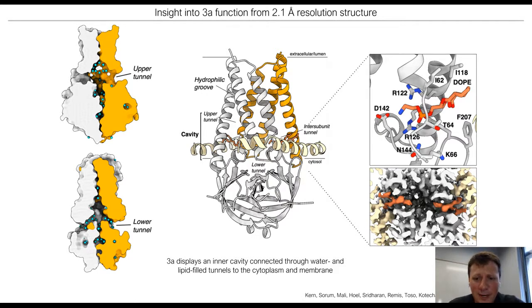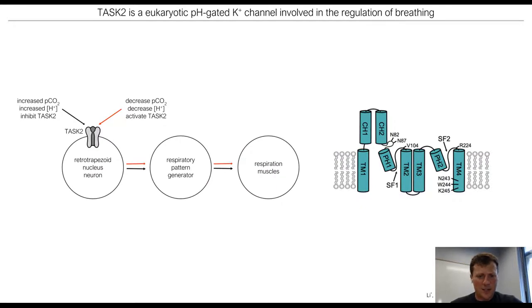Okay, and so the second story that I'd like to tell you about concerns an ion channel called TASK2. It's a potassium selective channel in eukaryotes that's pH regulated, and one of its conserved functions is in the regulation of breathing, where TASK2 senses pH changes that are correlated to changes in the concentration of carbon dioxide in the blood to determine the firing rate of retrotrapezoid nucleus neurons that instruct respiration muscles and determine the rate of breathing.